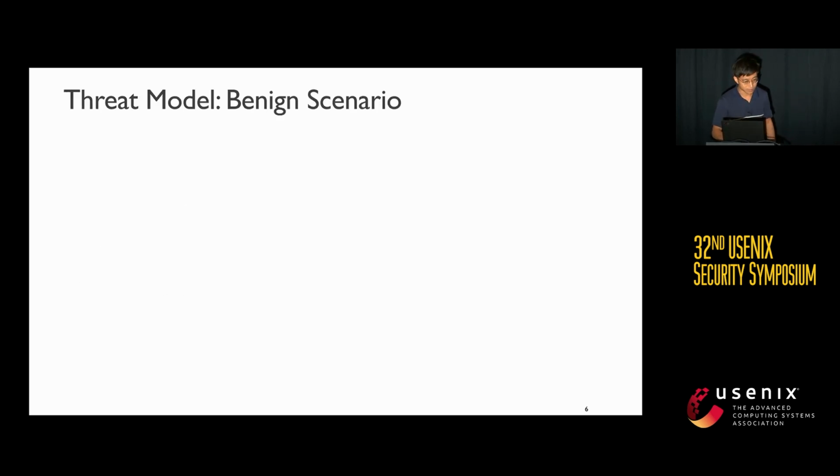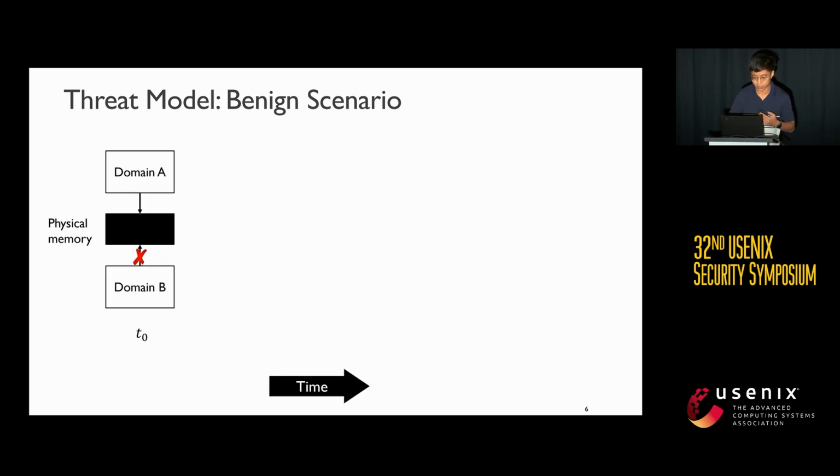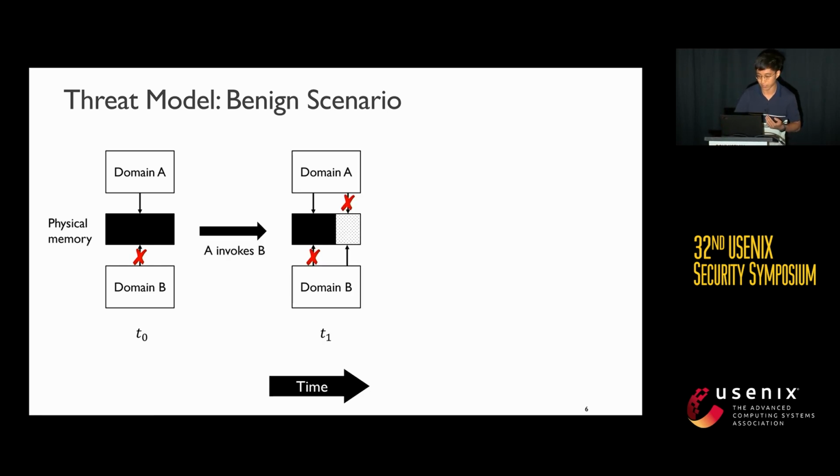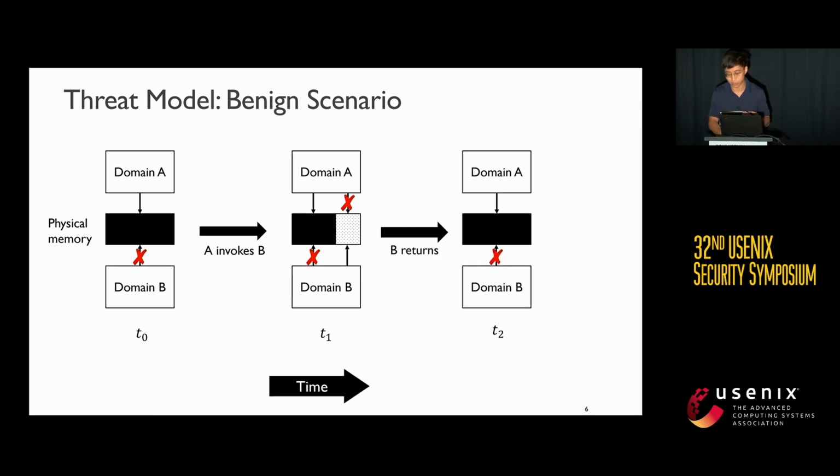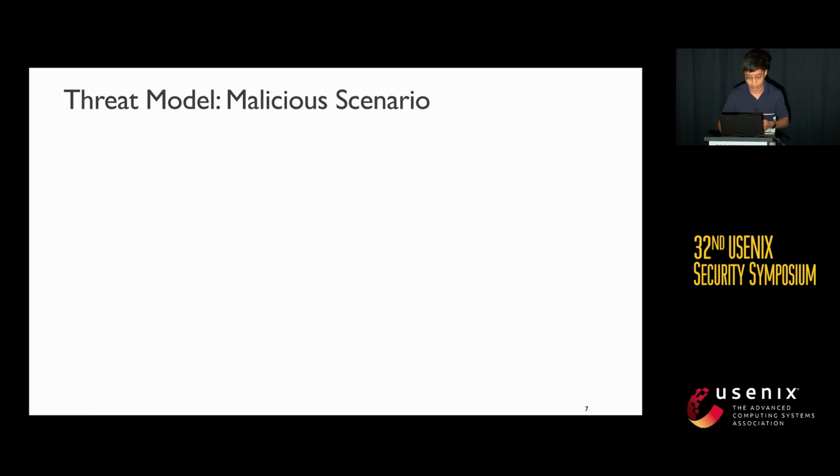Before we go into details, let's take a look at the threat model. In the benign scenario, we consider a very general model where we have 2 domains, A and B. A has initial access to the physical memory. After A invokes B, A needs to set aside part of the memory region to allow B to temporarily access. After B returns, B relinquishes access and A regains its access.